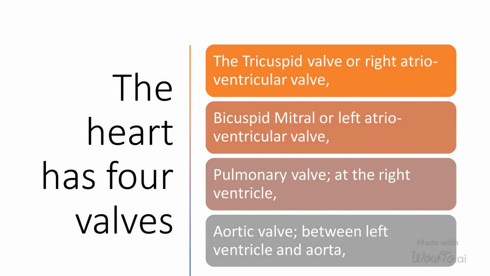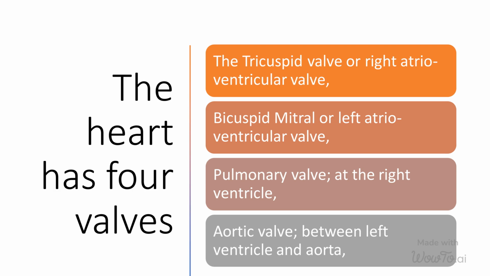The heart has four valves: the tricuspid valve, or right atrioventricular valve, between the right atrium and ventricle. It consists of three flaps or cusps. It prevents the backward flow of blood from the right ventricle to the right atrium. Bicuspid, mitral, or left atrioventricular valve, between left atrium and left ventricle. The valve has two flaps or cusps. It prevents the backward flow of blood from the left ventricle to the atrium.